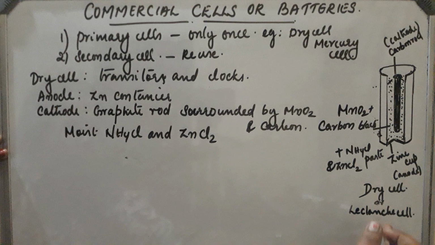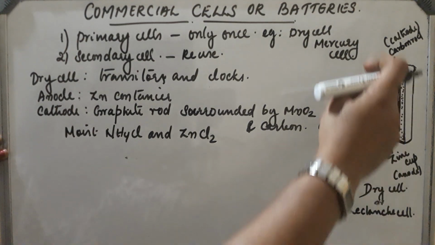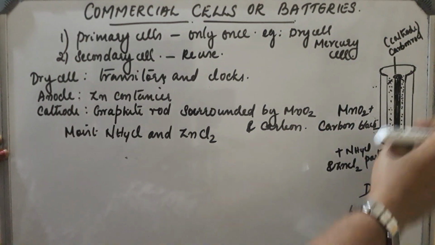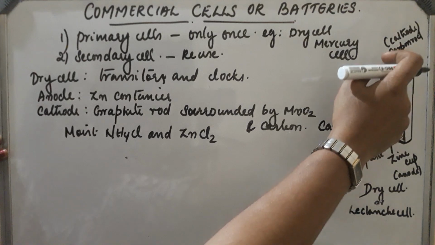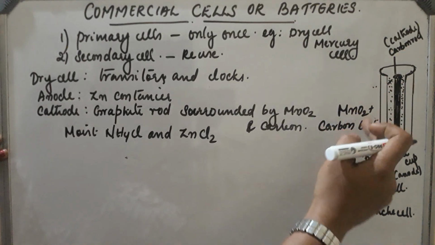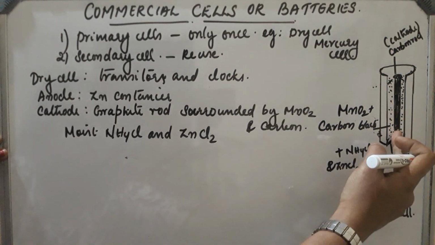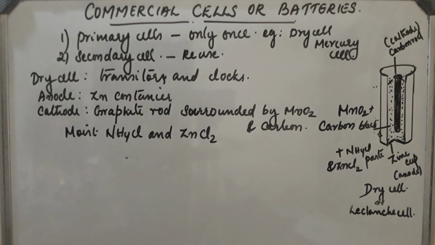So the dry cell is also called the Leclanche cell. Zinc anode and carbon cathode. This carbon cathode is surrounded by manganese dioxide and carbon, and the gap is filled by ammonium chloride and zinc chloride.